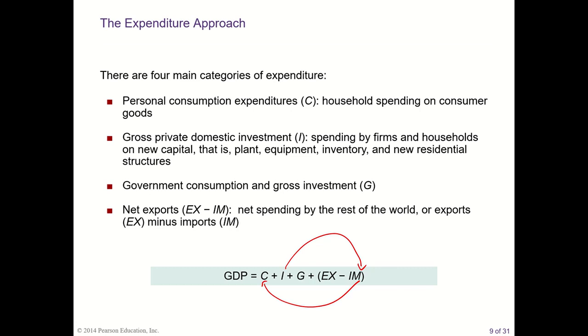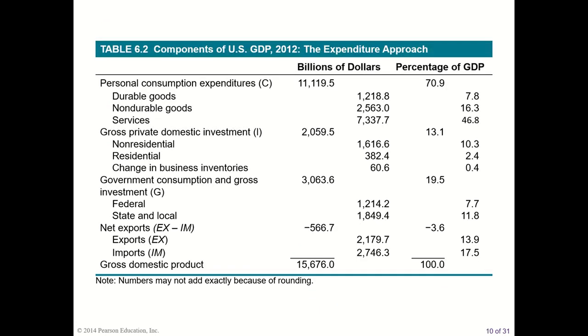Okay. Let's now look at the breakdown. This is an actual table of GDP calculation using expenditure approach for the US economy in 2012. Actual data. We're going to start from the top and go to the bottom. We're going to start with personal consumption expenditures. Personal consumption expenditures are expenditures carried out by households.